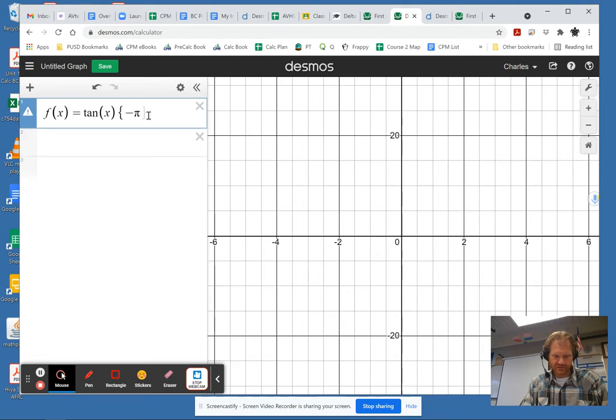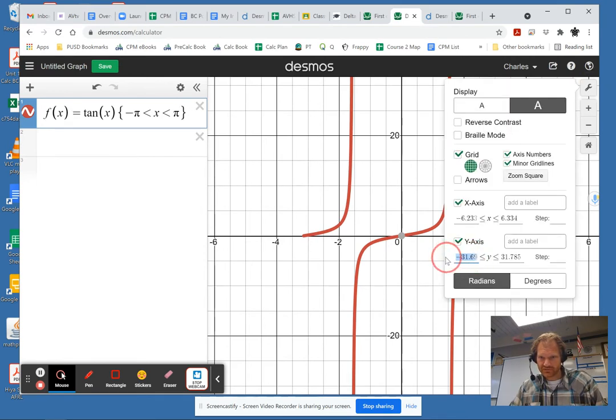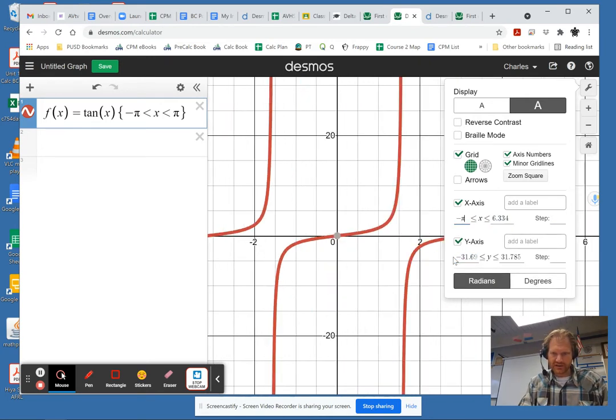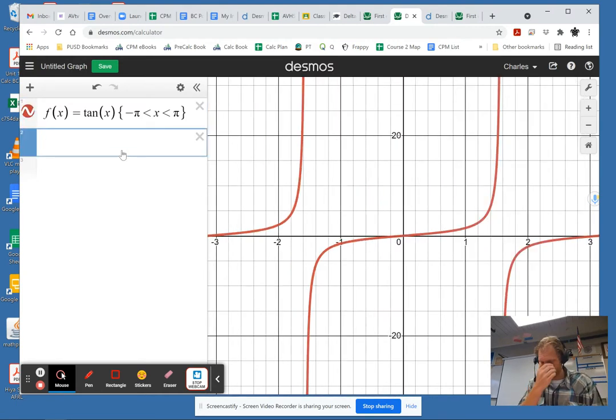So let's go maybe from negative pi to pi, and we'll only look at that part of the graph. Well, it's probably going to make sense if we do the same thing in our viewing window. So this will go from negative pi to pi. And let's say I want to know the slope.